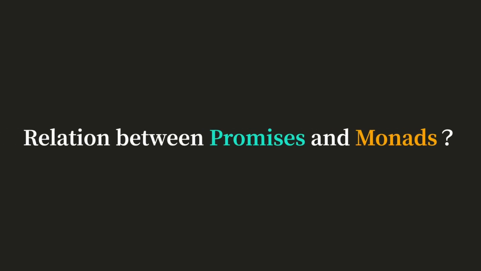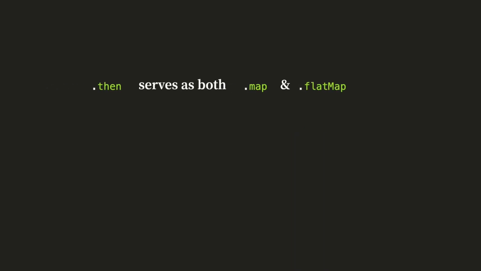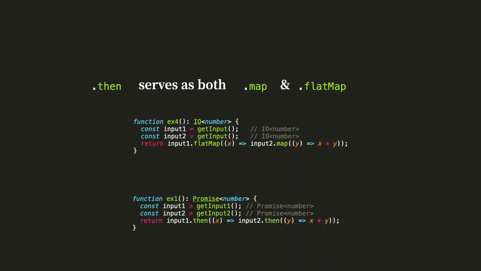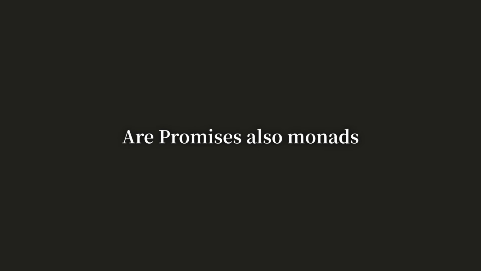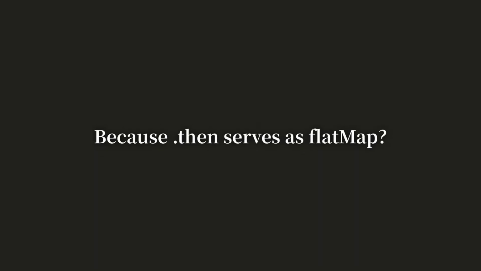You've likely noticed a close relationship between JavaScript promises and monads from our previous examples. But how are they exactly related? Well, as we've seen in a previous example, .then serves the role of both map and flatMap. Array qualifies as a monad because it supports flatMap. So does this mean a promise is also a monad because .then can do the same thing flatMap does?